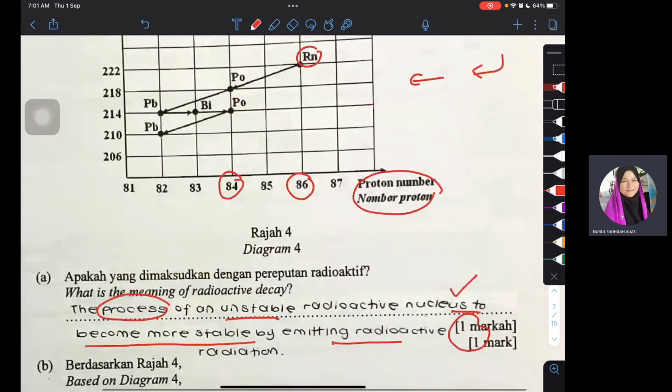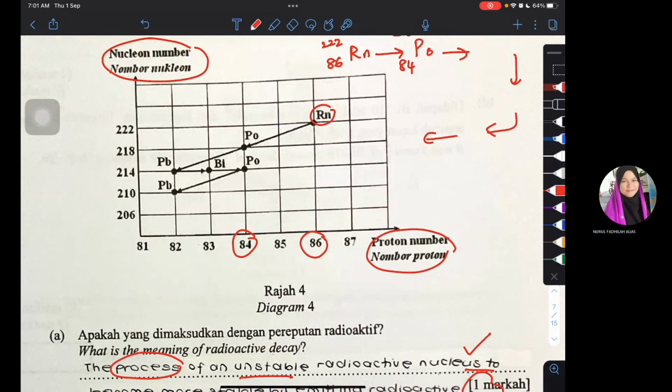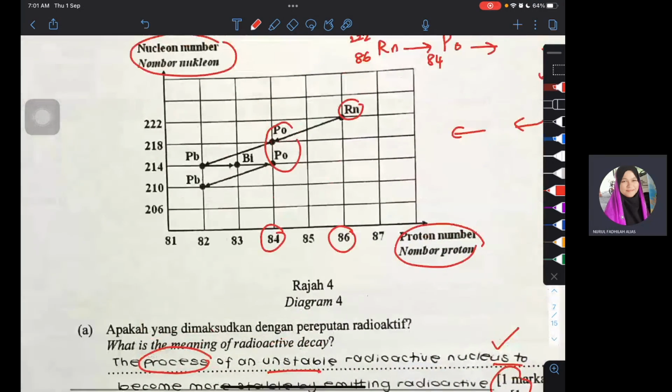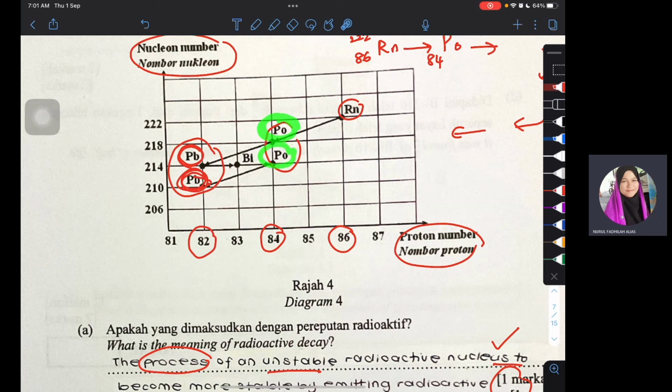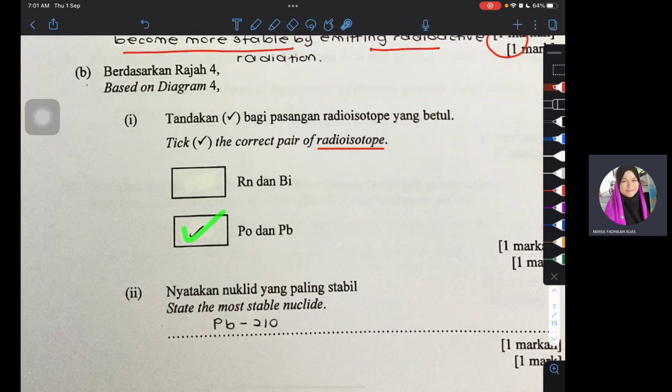Okay, radioisotope yang ada. What is the meaning of radioisotope? It has same number of proton. So mana? So same number of proton, polonium. Okay lagi. Pilih lead dengan lead. Sebab apa? Dua-dua ni ada 82. Ni 82, yang ni pun 82. Yang ni 84, yang ni pun 84. Inilah dua isotop yang kita ada. Yang lain semua satu.